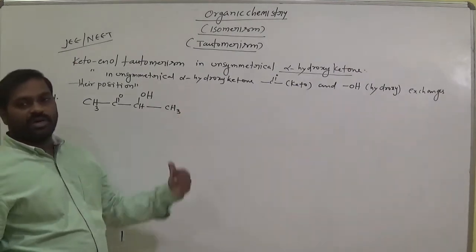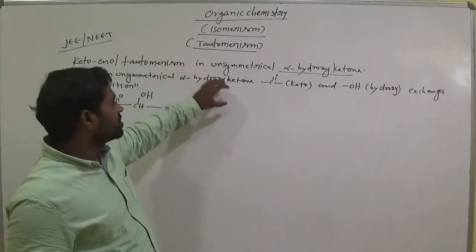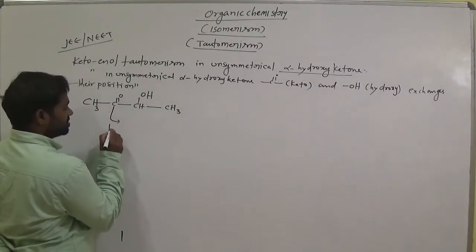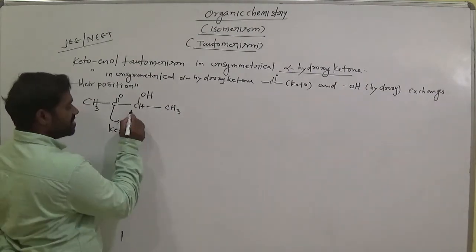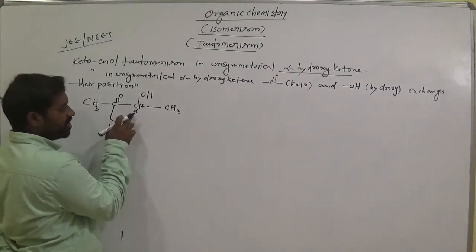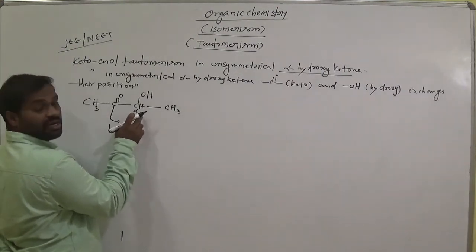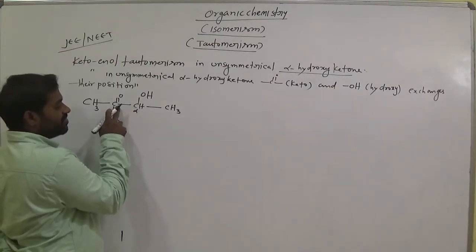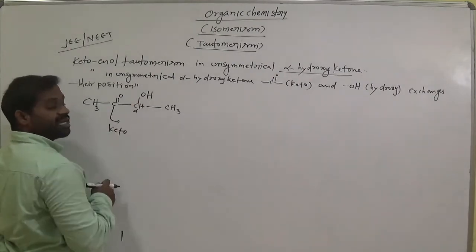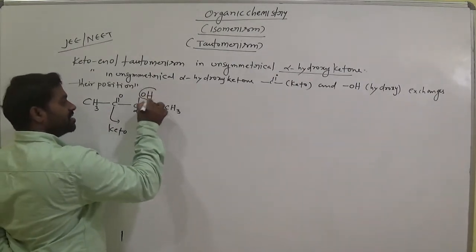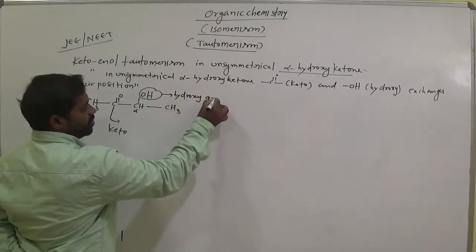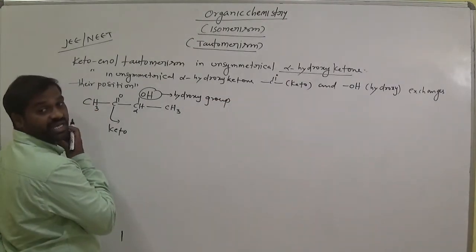So in an unsymmetrical molecule, what happened? Alpha hydroxy ketone means this is keto, am I right? Okay, this is the alpha carbon, just adjacent carbon. This is also alpha. The carbon just adjacent to the keto group is called alpha carbon. Here an OH group is there, that is the hydroxy group. Okay.